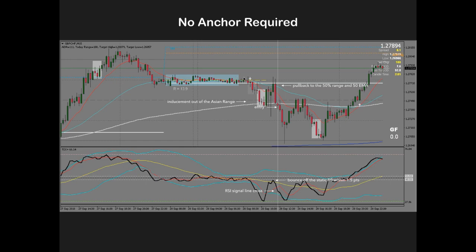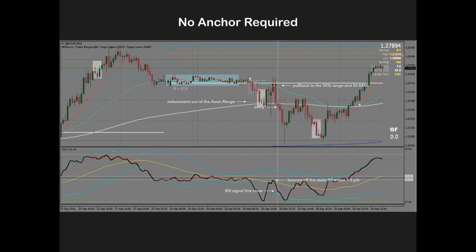You want to see a nice inducement out of the Asian range. You can see this consolidation here is the Asia range. It moves nicely outside of it and induces short traders into this trend here. It pulls back immediately, takes out all of the stops, clears the board, and comes back to the 50% range, to the 50 EMA. It closes above and then back below.